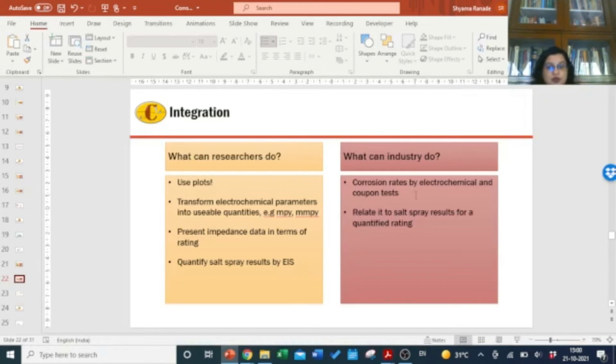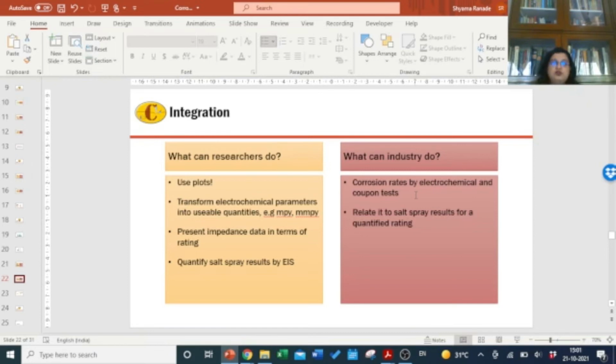What can the industry do? Industry can use a third party to do an electrochemical test and relate it to the salt spray test, so that they can actually understand what they mean when they say 48 hours plus or 68 hours plus, because salt spray tests are really severe corrosion tests. That is not what is going to happen when you actually use a rust preventive oil.